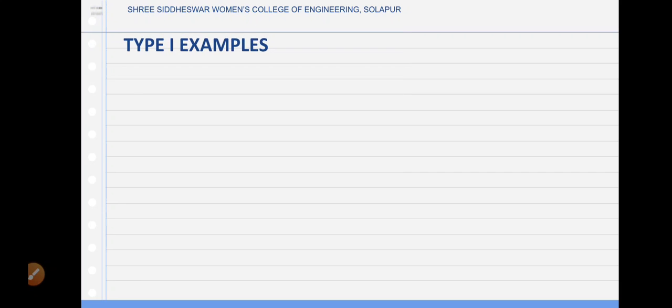These examples are very simple ones, but without solving these examples and without making a very good practice of solving these examples, we cannot go for type 2 examples. The question will be the same: find the inverse Laplace transform of the following functions.